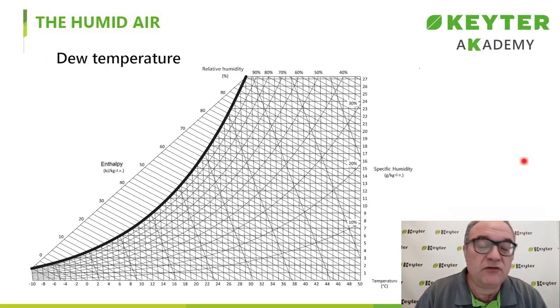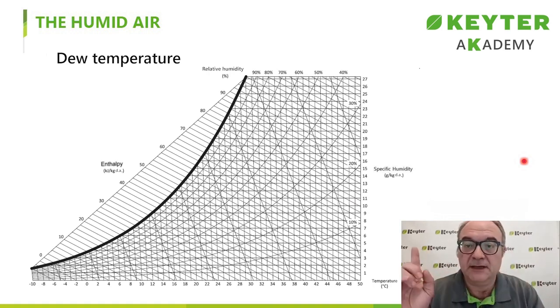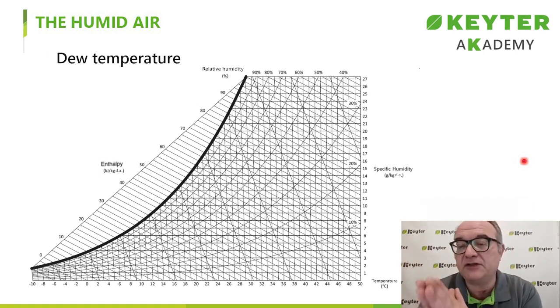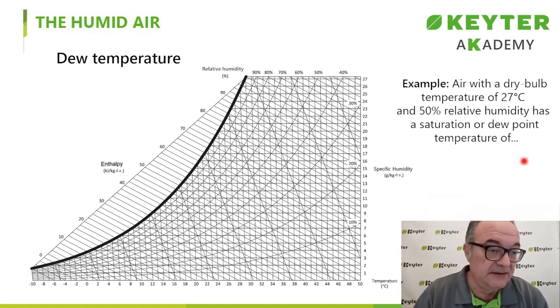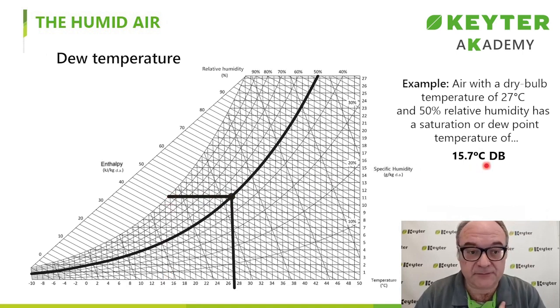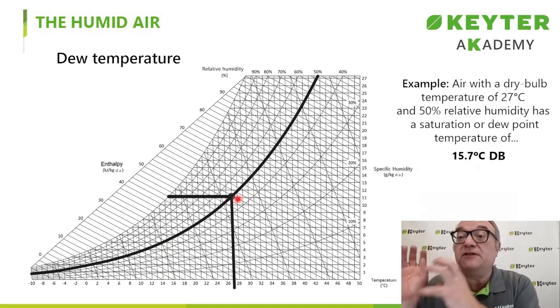What would be the temperature of the dew point? The dew point temperature is the temperature at which air must be cooled in order for it to become saturated, whether it has a relative humidity of 50% or 80%. It would become an air with 100% relative humidity. If we take the same air as before, at 27 degrees and 50%, we will observe that the dew point temperature is obtained by projecting horizontally towards the saturation line, which will provide us with a value of 15.7 degrees dry bulb.